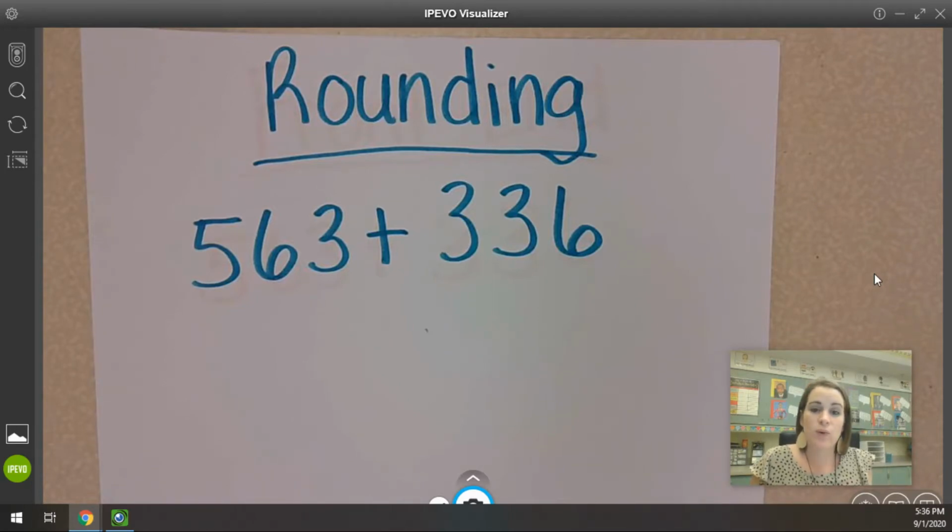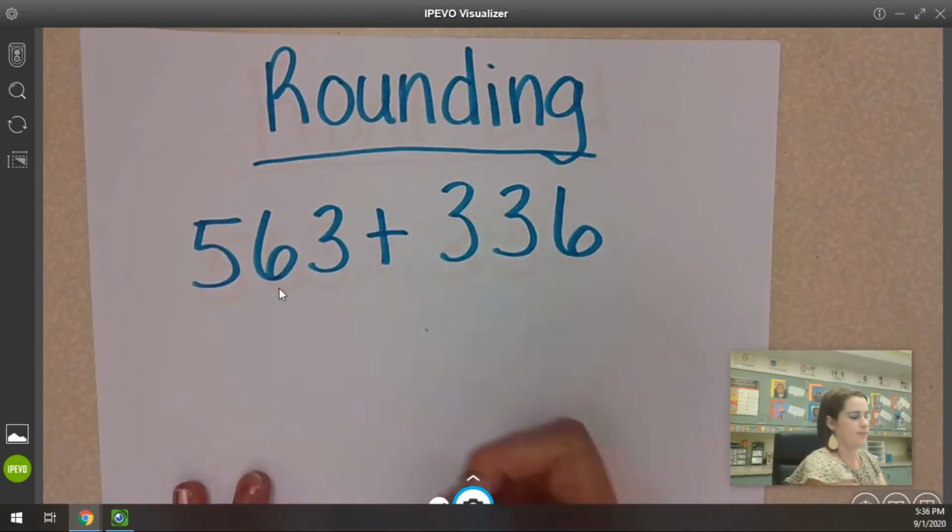So in rounding, what we do is we round up to the highest place value. In this case, the highest place value is the hundreds place. So that means that for 563, we're going to look at the digit on the right of the number in the hundreds place. That's 6. If it's 5 or greater, we round up. If it's less than 5, we round down. And the number stays the same in the hundreds place. Since that 6 is greater, this is going to round up to 600.